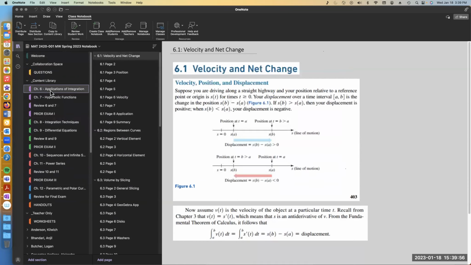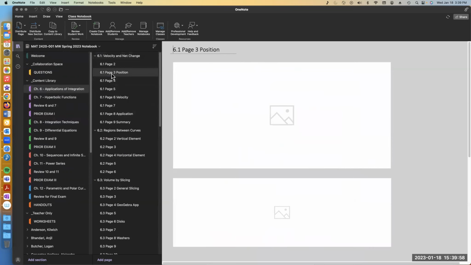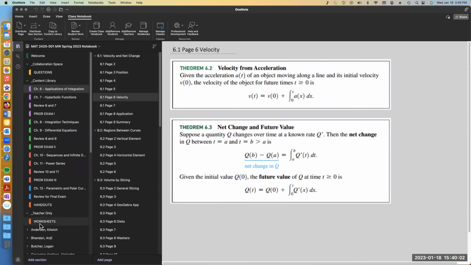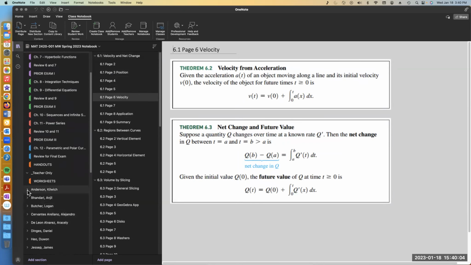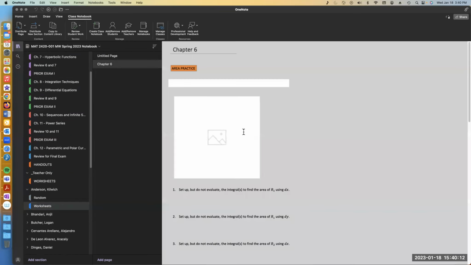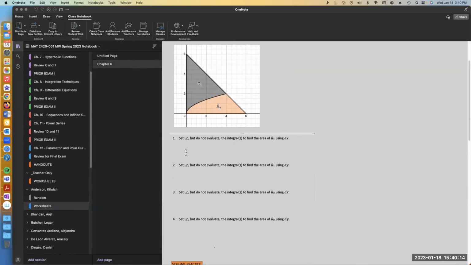So OneNote is where all of our class will be. This is where I'm going to lecture every single day. This is where all the notes from class are going to be. And it's also where one piece of homework will be. That one piece of homework will be in these worksheets right here. And so you'll just put your work right in here. Okay, awesome. Thank you. Yeah, so that's right. So two different places.